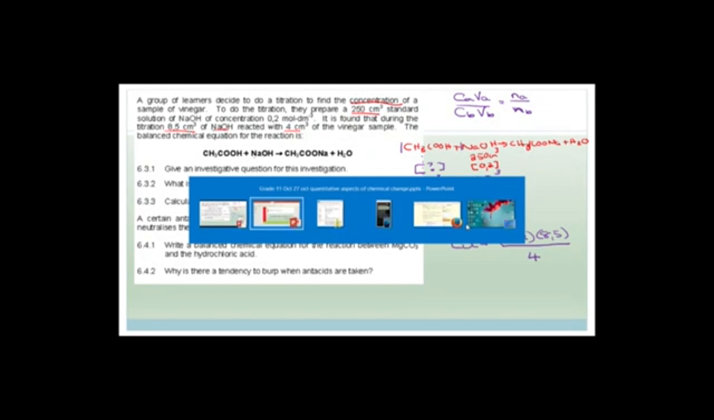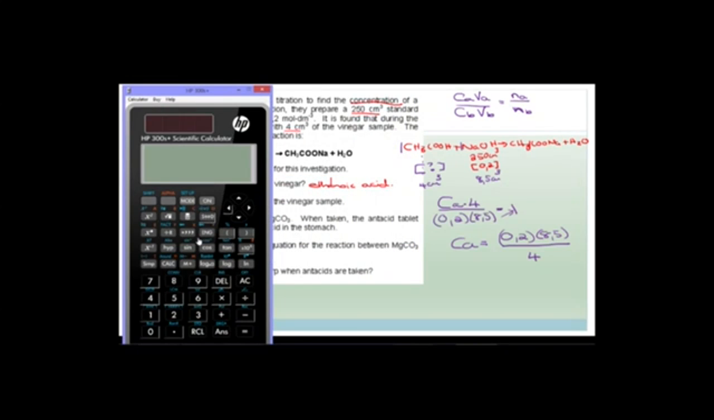So do you agree we can say that Ca, the concentration of the acid, is equal to 0.2 multiplied by 8.5 all divided by 4. All I've done is cross multiplied, times there and then divided there. So let's get out our calculator and let us work this out.